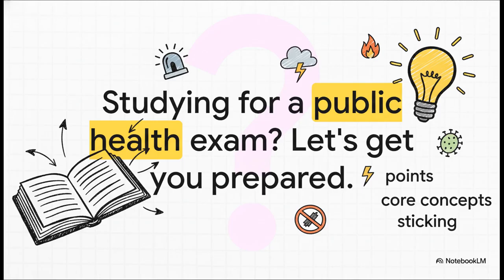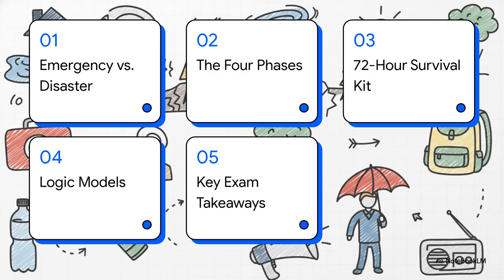Let's do this. Here is our game plan. We'll kick things off by defining terms, then we'll jump into the big management framework, cover some practical prep, touch on a key planning model, and wrap it all up with a rapid-fire review. It's everything you need exactly in the order you need it.